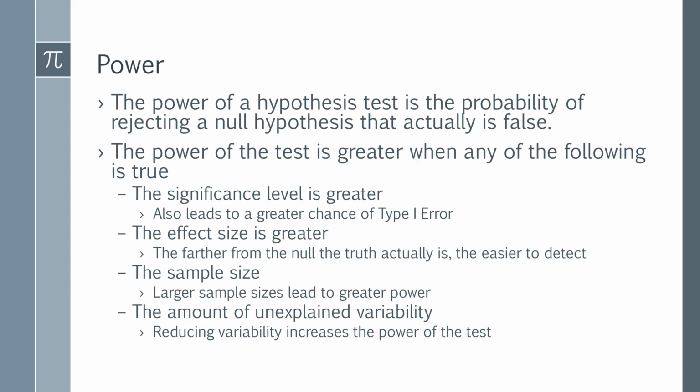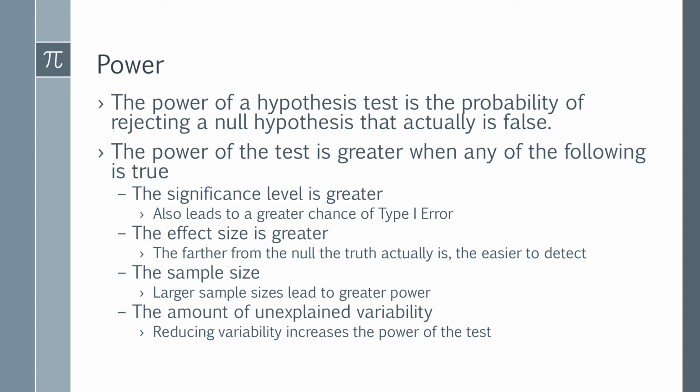So the power of a hypothesis test is the probability of rejecting a null hypothesis that is actually false. The power of the test is greater when any of the following is true. The significance level is greater. This also leads to a greater chance of a type 1 error, though. The effect size is greater. Well, the farther from the null the truth actually is, the easier it is to detect.